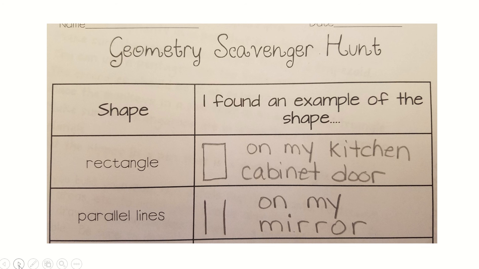You will be going on a scavenger hunt for geometric shapes. So you are going to look at the shape, you're going to draw the shape, what it would look like, and then tell me an example of that shape that you found either in your home, or outside your home if you went for a walk. Try to find these shapes in our everyday lives. Okay, so for example, the rectangle, I drew it and I said I found it on my cabinet door in the kitchen. Parallel lines, I drew what parallel lines look like, and I said that I found them on my mirror.